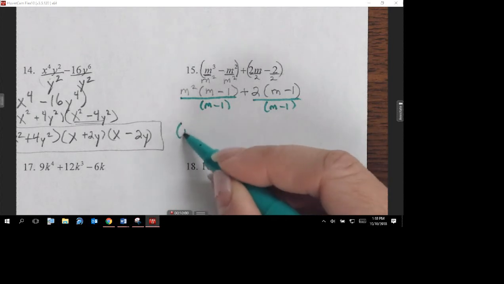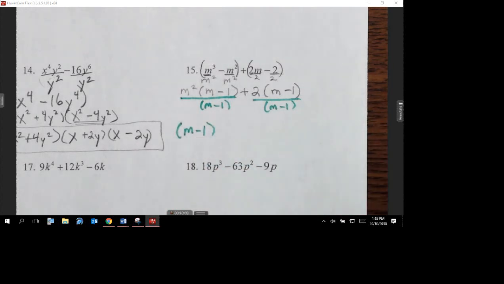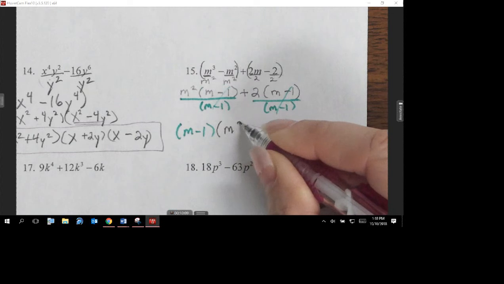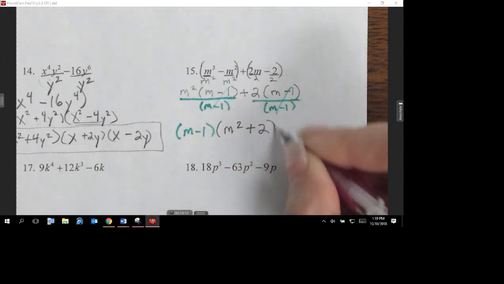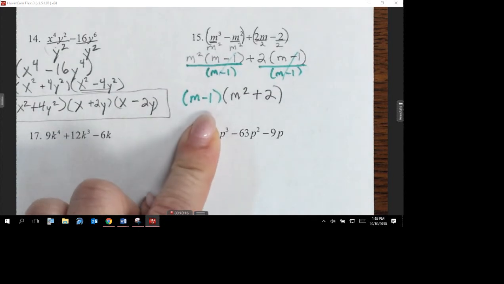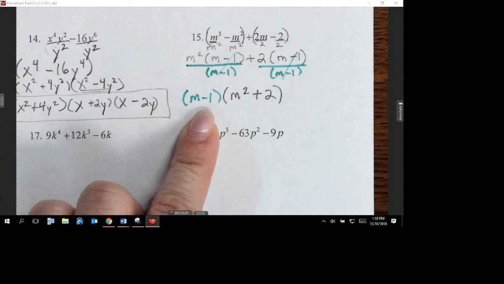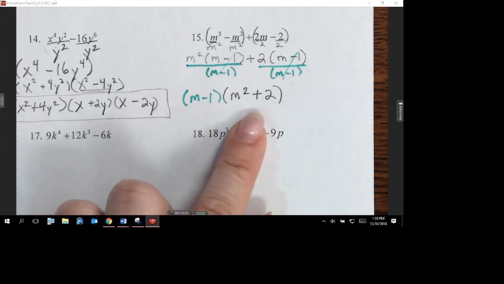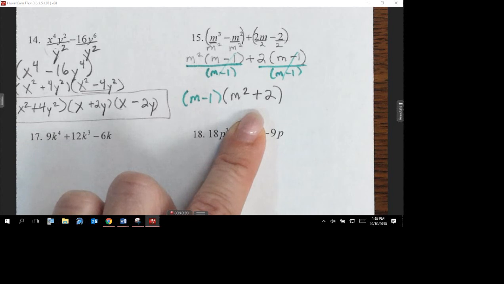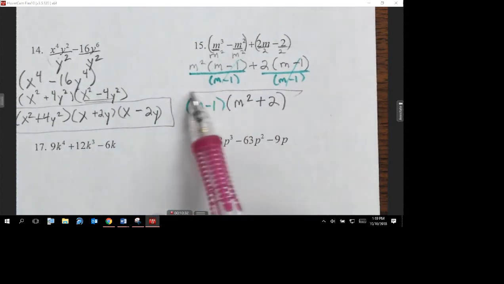So I'm going to take out that m minus 1. And then whatever's left will be in the other parentheses. So we've got an m squared plus 2. Now we check. M minus 1. Is that a difference of squares? Why not? That's squared. How about m squared plus 2? Is that a difference of squares? No. Why not? Addition. Good.